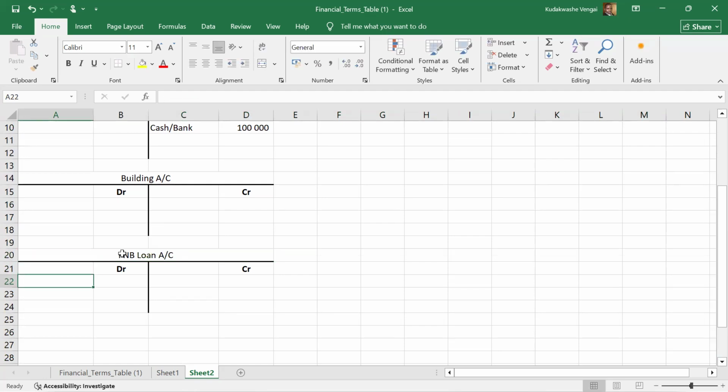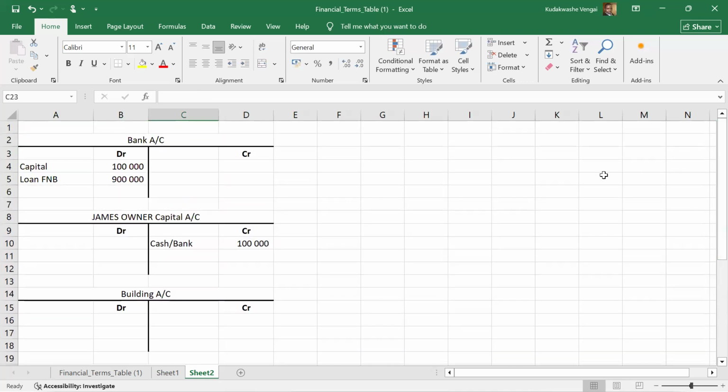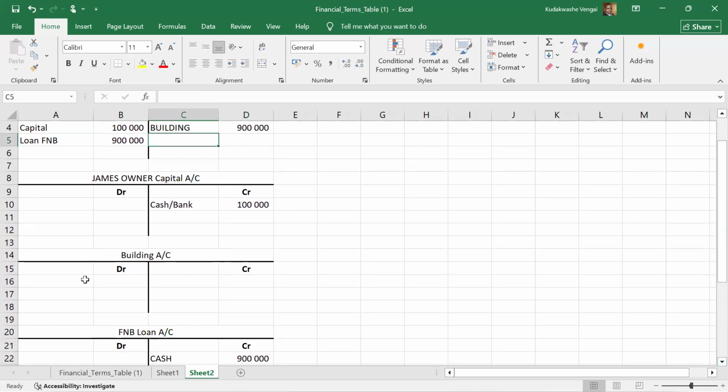FNB loan account. FNB gave us a cash loan of 900,000, right? Then what did we do with the loan? We bought a building. So if I bought a building, it means I have used the cash, right? So I bought a building, 900,000. Then I'm going to go there and say under my buildings, now I have a building that I bought by using money in the bank and it's worth 900,000.